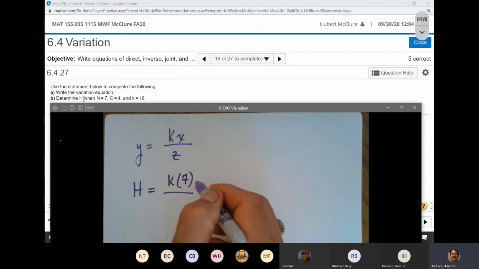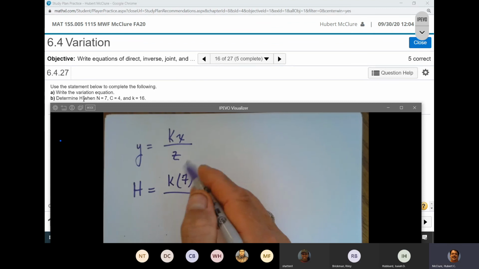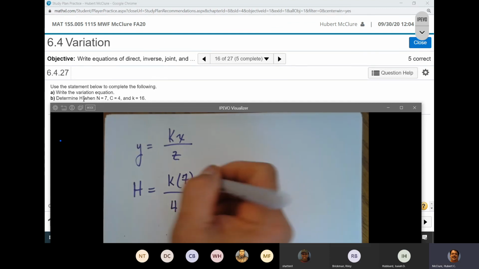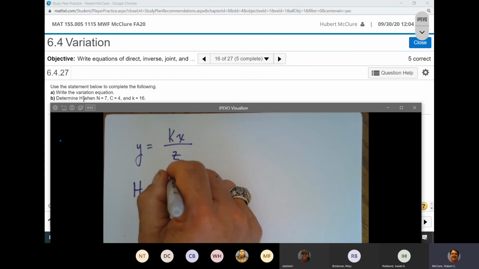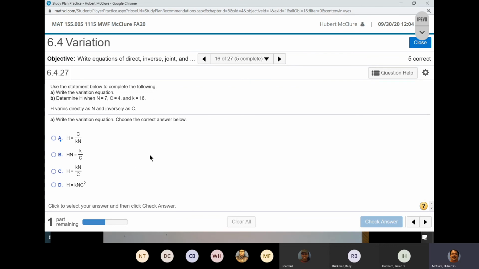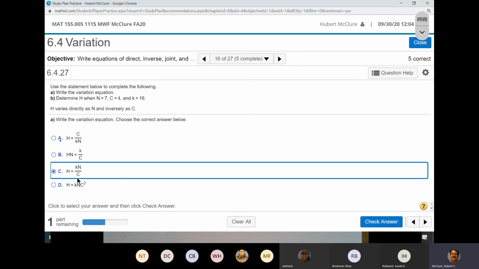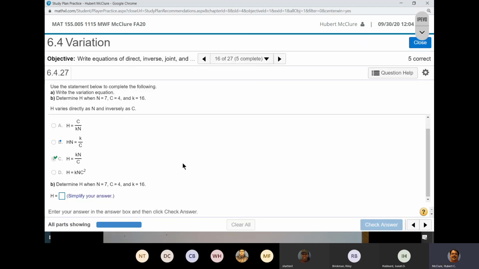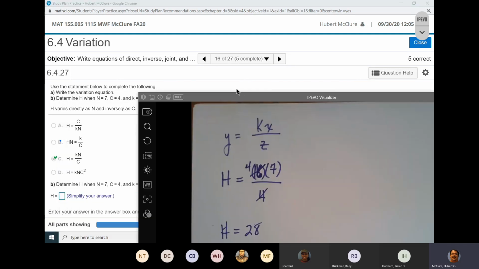N is 7. C is 4. And K is 16. So they don't want you to find K here. They just want you to plug and chug. So right there is the KNC. And then plug and chug. So 16 times 7. Well, the 4 will go into 16 4 times. 4 times 7 is 28. So H is equal to 28.